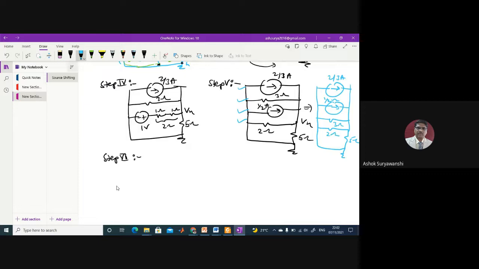So what will be our further simplified diagram? These two current sources which are in parallel: 2 by 3 plus 1 by 2 is how much? 2 by 3 plus 1 by 2 is (4 plus 3) by 6, which is 7 by 6. So this particular value of the current source is 7 by 6 ampere.